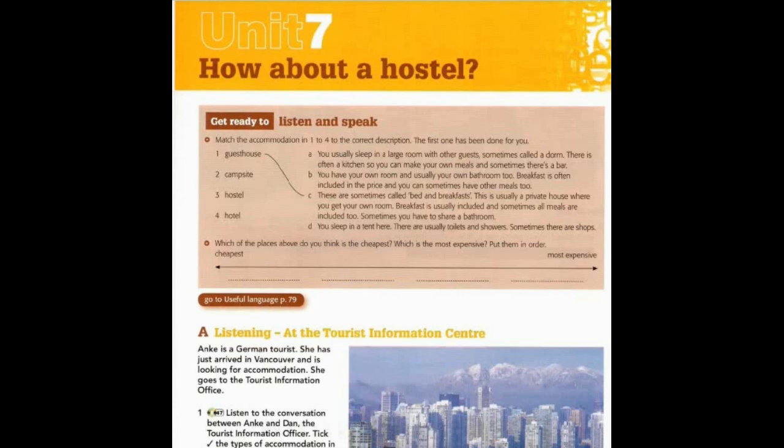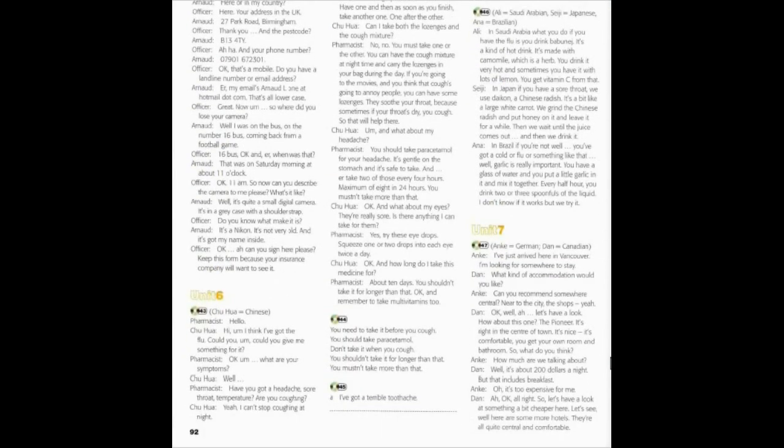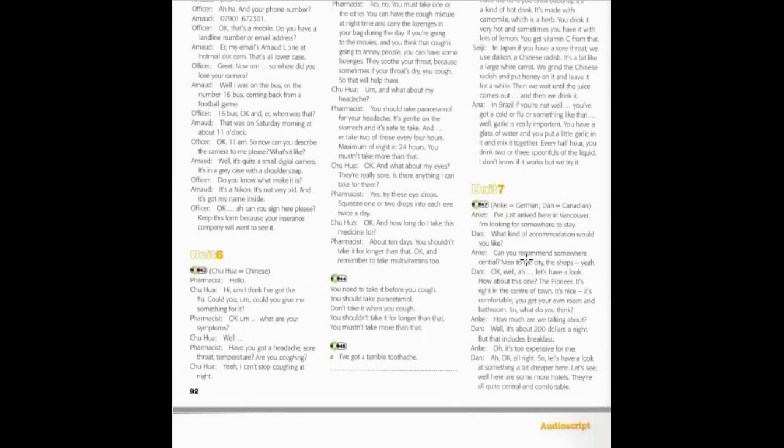I've just arrived here in Vancouver. I'm looking for somewhere to stay. What kind of accommodation would you like? Can you recommend somewhere central? Near the city, the shops, yeah? Okay. Well, let's have a look. How about this one? The Pioneer. It's right in the center of town. It's nice. It's comfortable. You get your own room and bathroom. So, what do you think? How much are we talking about? Well, it's about $200 a night. But that includes breakfast. Oh, it's too expensive for me.